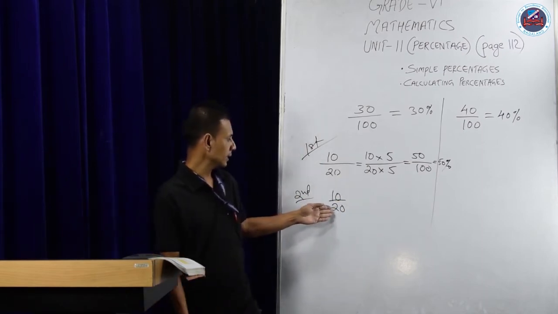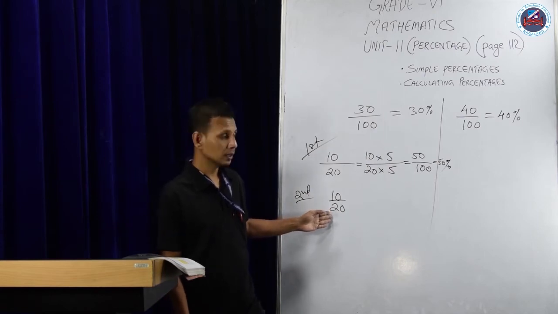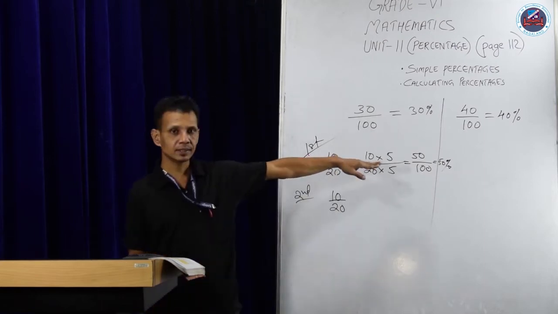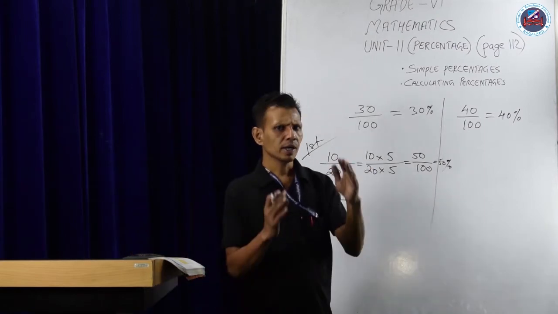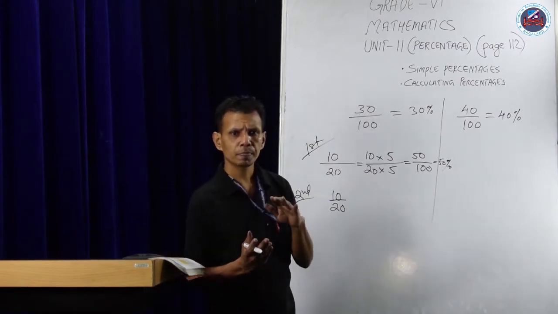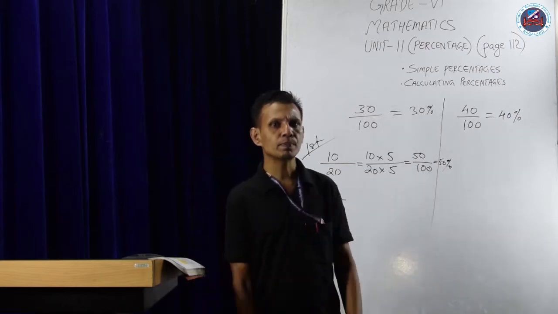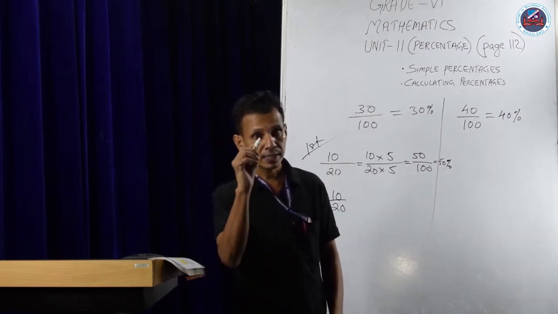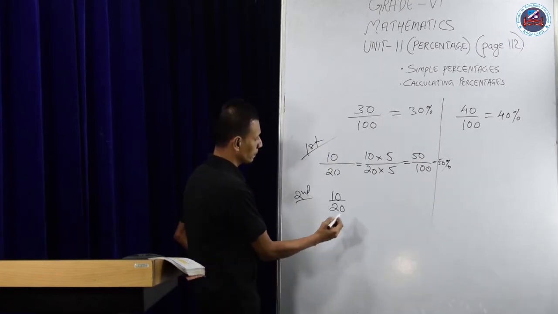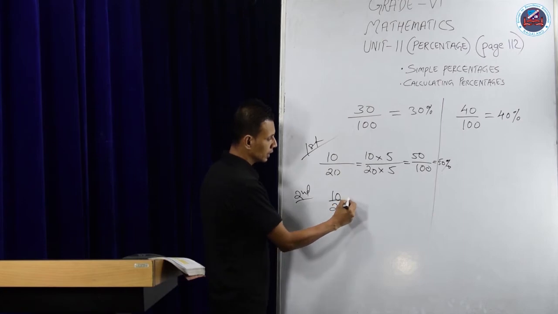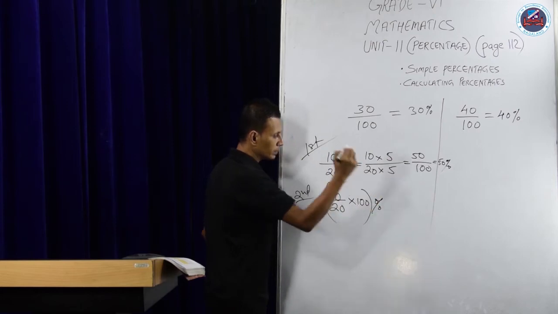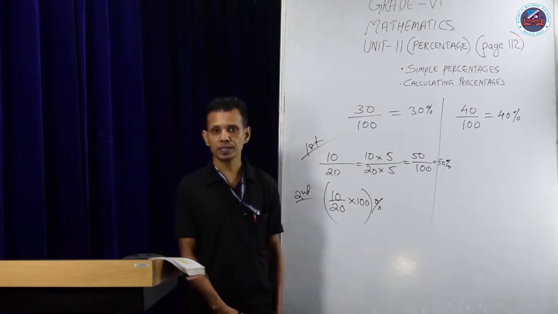Okay, 10 by 20. You know that 10 by 20 means 50%. And this is the first method. The second method is any fraction. These are fractions, right? Any fractions. If you want to convert it into percentage, all you need to do is just multiply by 100. That's it. Is it clear? Let's do it. 10 by 20. I'll multiply by 100. Then this will turn into percentage. And this is the symbol of percentage, right?